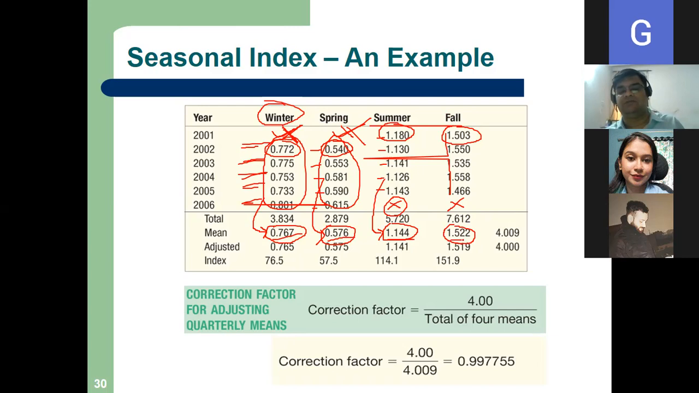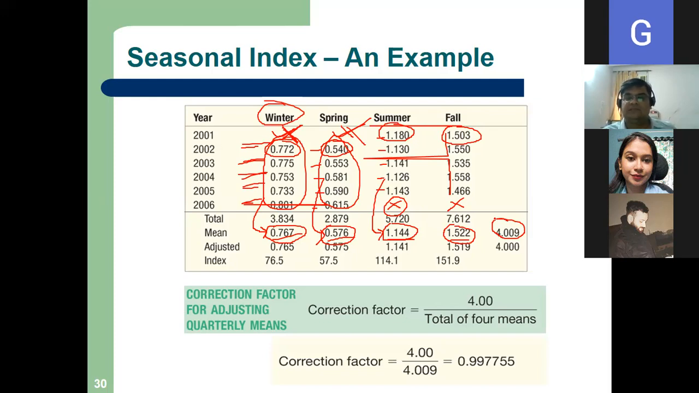1.144, 1.522. So this sum must come 4.0. But how much is it coming? Are you getting what we are trying to say? Any index has 1 or 100 as basis. We have calculated on the basis of 1. Sometimes it is coming 0.767, that means 76.7%. Sometimes it is coming 0.576, that means 57.6%. So if I add this, it must come 4.00000. But see, after adding, what is coming?